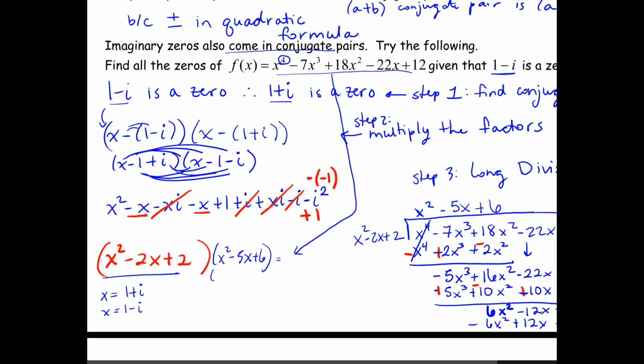Just factor it down. So if I factor this back down, then I'll have x. Let's see, the last term's positive, so I'm going to have the same sign as the middle term. So it'd be 2 and 3. So what are my other two zero values? 2 and 3. Did we find 4 of them? Yes. Happy days.